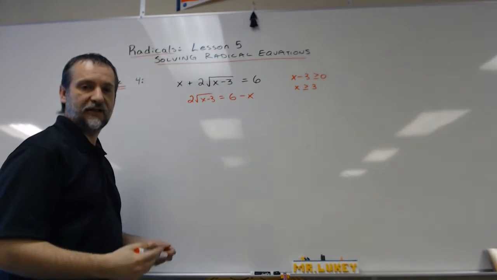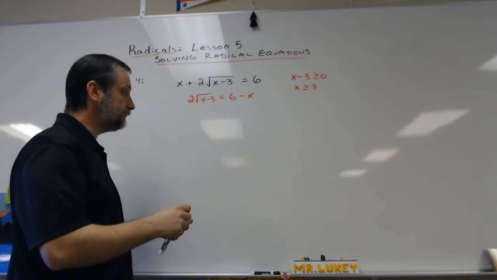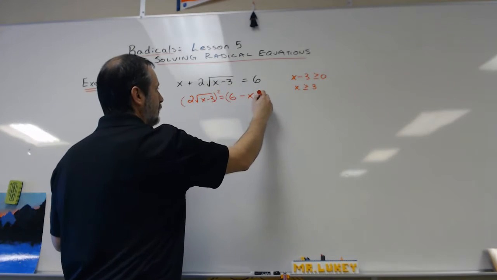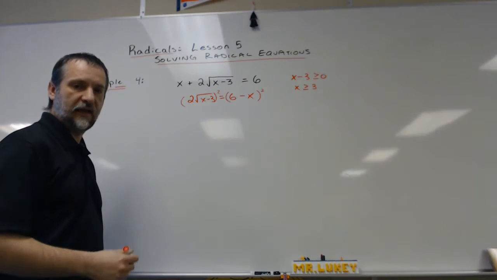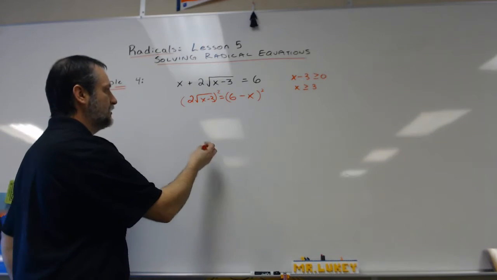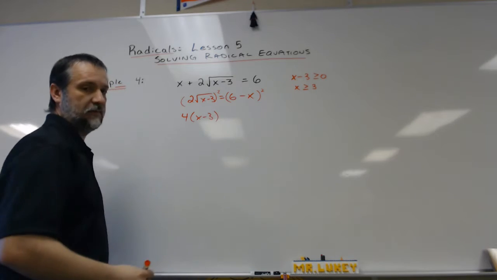And I did that by subtracting x from both sides. Now I can look at squaring this. Boom. Right, and then we can follow these steps. So 2 times the square root of x minus 3 squared, so 2 times 2 is 4, times that x minus 3.